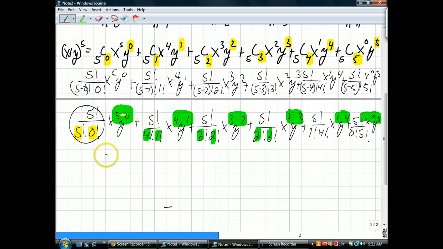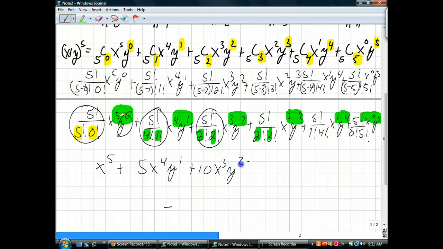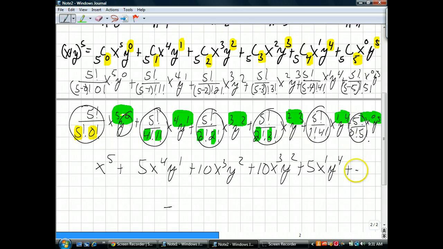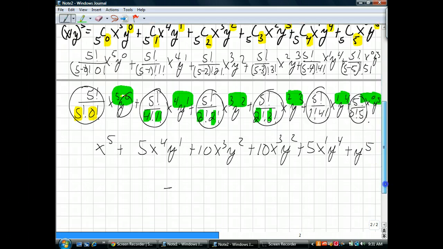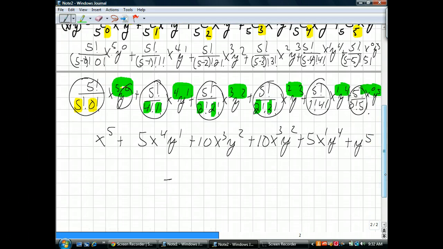This is equal to 1. This is equal to 1, so this is just x to the 5th. This is equal to 5, x to the 4th, y to the 1. This is equal to 10. This is also equal to 10. This is going to be equal to 5. And this is going to be equal to 1. And if you check your Pascal's triangle, you'll see that the 1, 5, 10, 10, 5, and 1 are the proper coefficients.